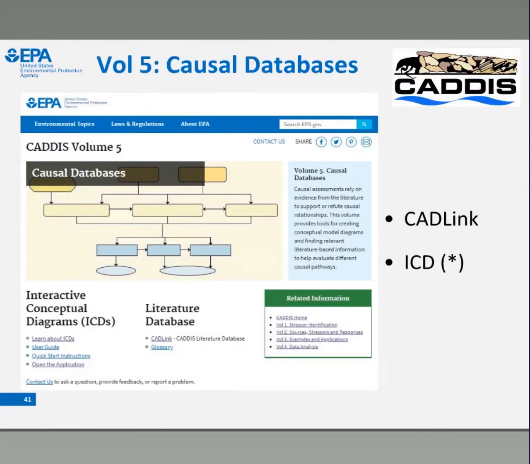The last volume of CADDIS, Volume 5, is Causal Databases. This is where the literature-based evidence tools associated with CADDIS reside. There are two components to this volume, or at least there will be two components for the next couple of months. The first is CADLink, which is a database of stressor response information extracted from the scientific literature. The second is the Interactive Conceptual Diagram, or ICD tool, which used to allow you to link this literature-based evidence to conceptual model diagrams that you constructed.